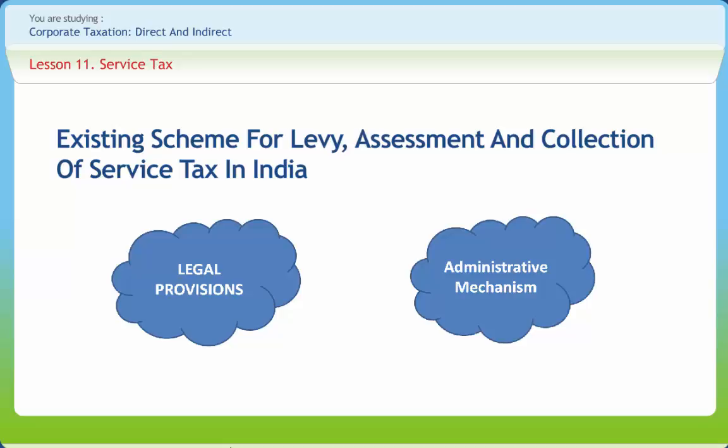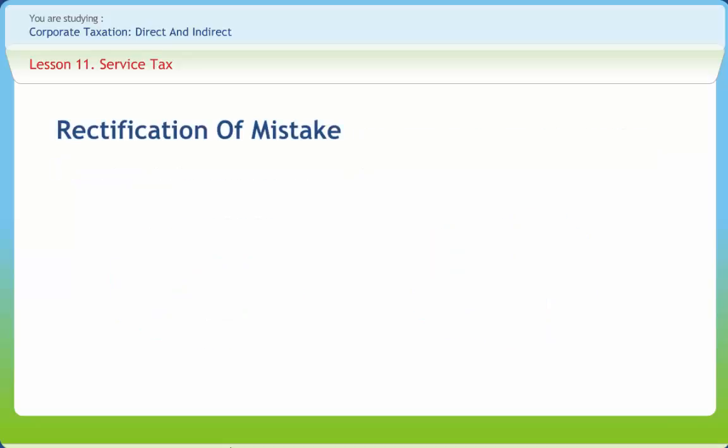Service Tax Credit Rules 2002 have been replaced by the CENVAT Credit Rules 2004, introduced by the Finance Act 2004, whereunder CENVAT credit has been extended across the sectors, that is goods and services. Now let's discuss rectification of mistake.